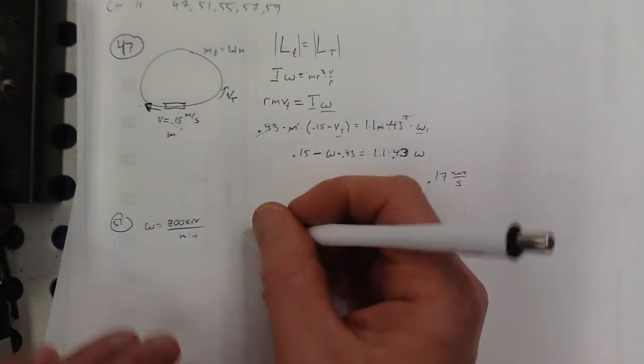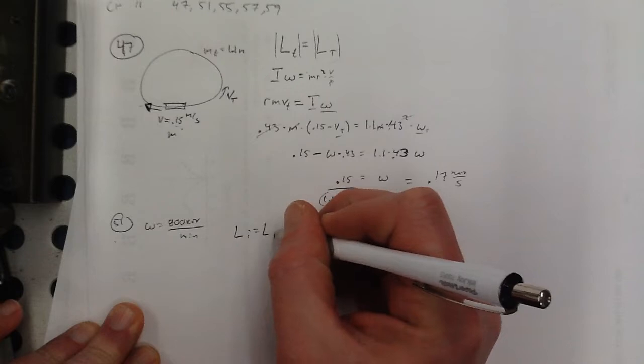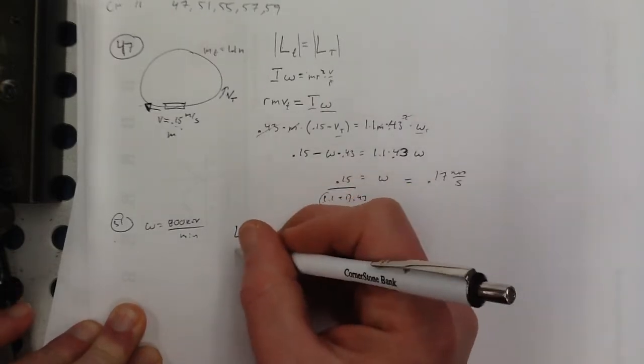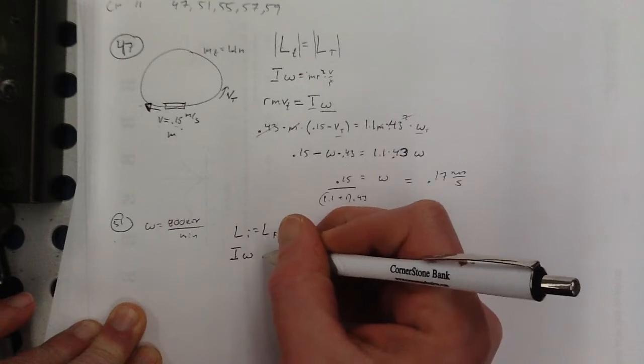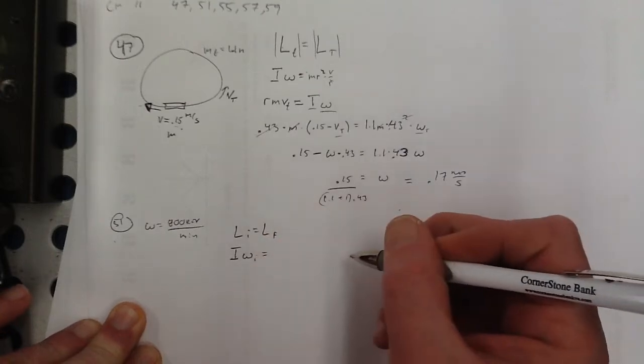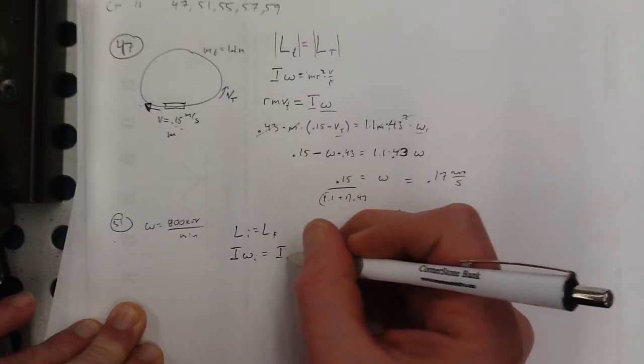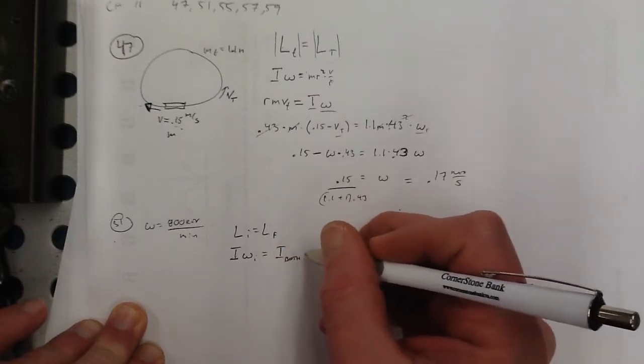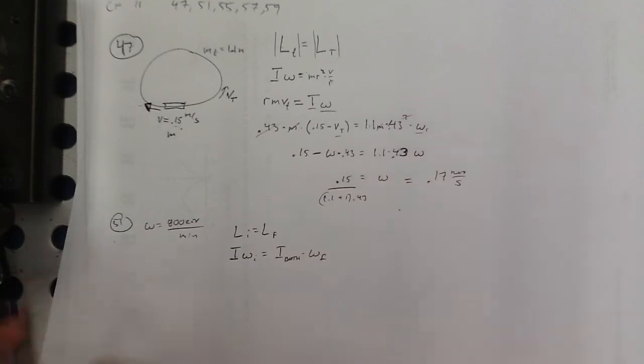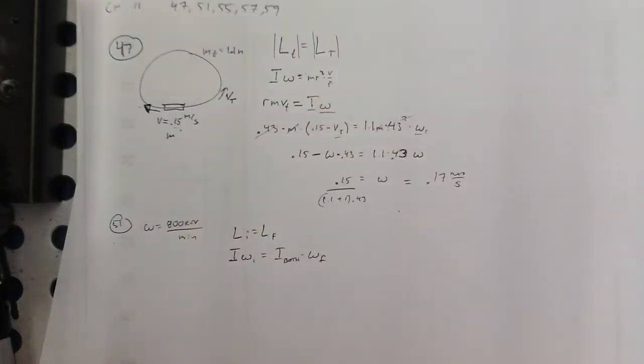Okay, so L initial is equal to L final. The initial is the I of the small one, omega, and the final is the I of both of them together times the final angular velocity. So if the new disk is twice, remember that rotational inertias add up just like masses add up. If you take a mass and then you put another mass that's twice as much, then you have 3 times the original amount of mass, right?